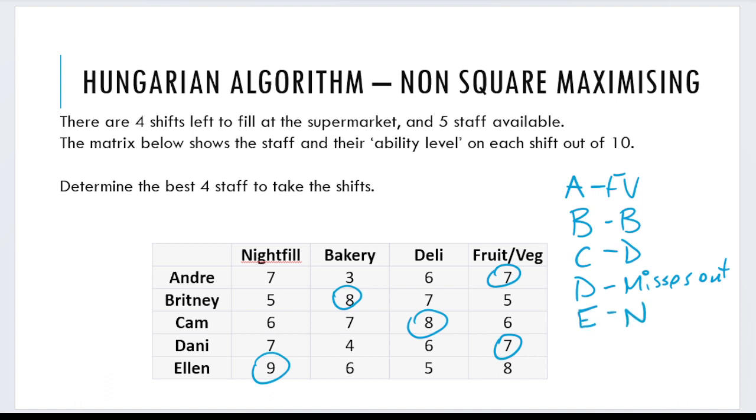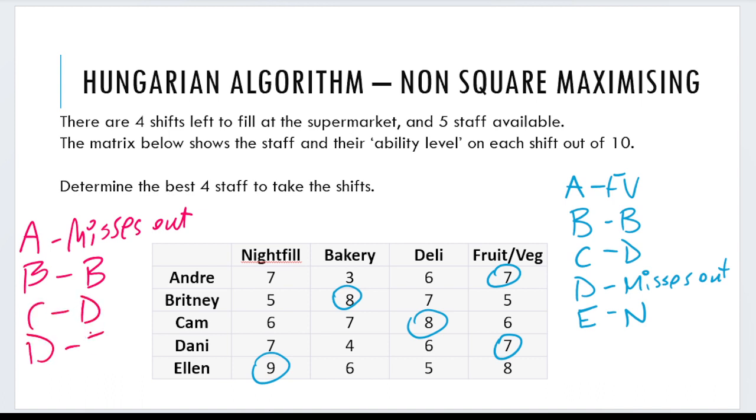The alternative one, which I'll write over here on the left, is that Andre misses out. Brittany still takes the bakery. Cam still takes the deli. Danny takes fruit and veg. And Ellen takes night fill. It's always important if you get 2 solutions, you make sure that you write down the fact that both of them are possible.